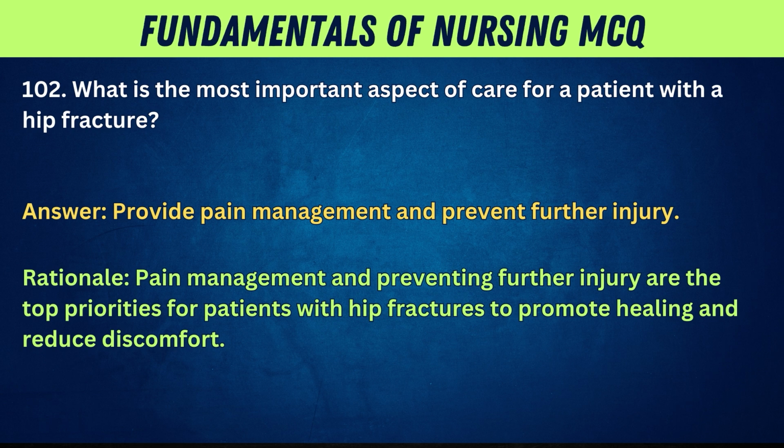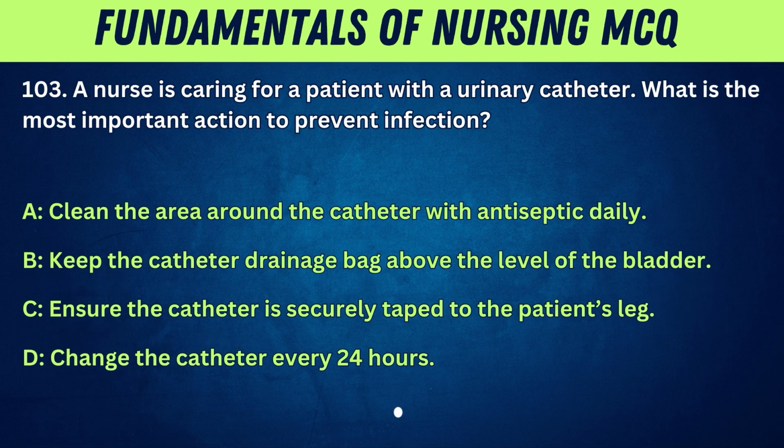Rationale: pain management and preventing further injury are the top priorities for patients with hip fractures to promote healing and reduce discomfort. 103. A nurse is caring for a patient with a urinary catheter. What is the most important action to prevent infection?